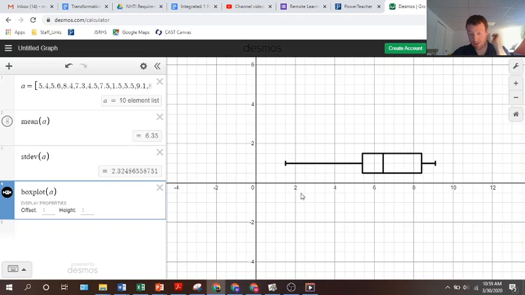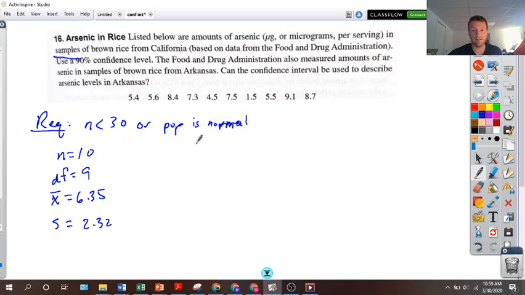So the idea is that since there's no outlier, then we basically think, okay, this had to have come from a normal distribution because it must have just pulled from the middle. The mean of this is 6.35, which is really close to the median. So it really isn't that bad. I want to make sure we thought about the fact that we can kind of believe that the population is normal and that we have our requirements.